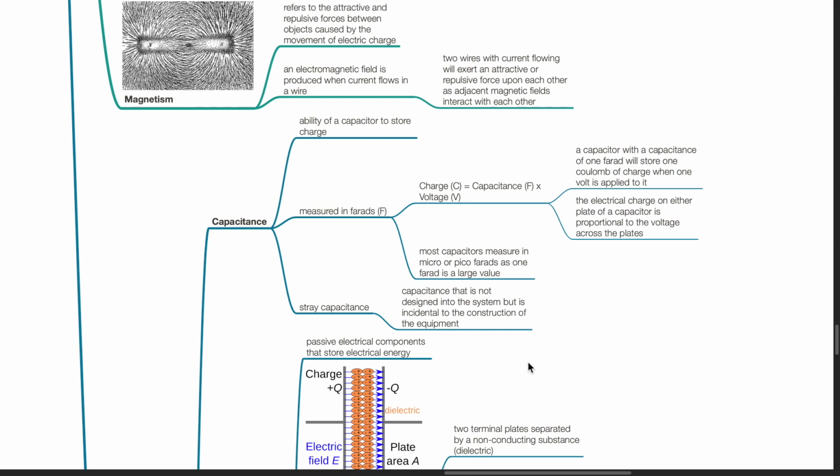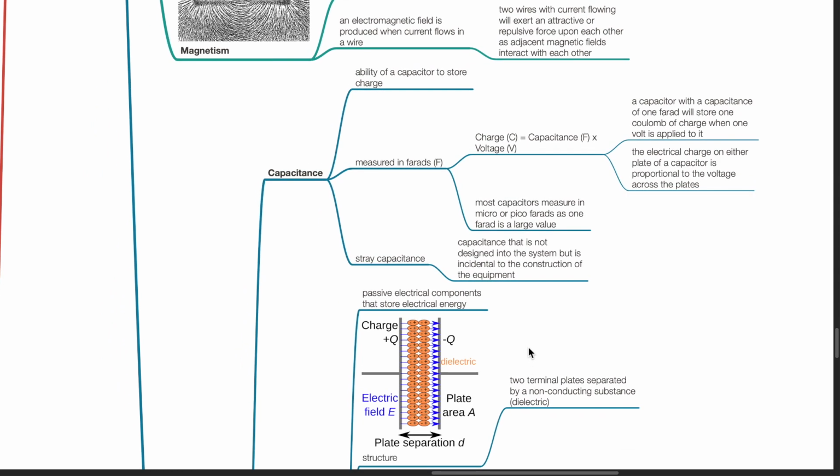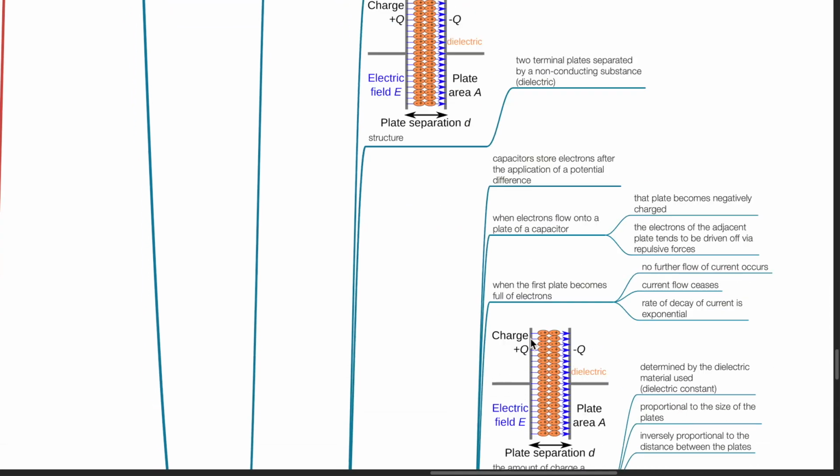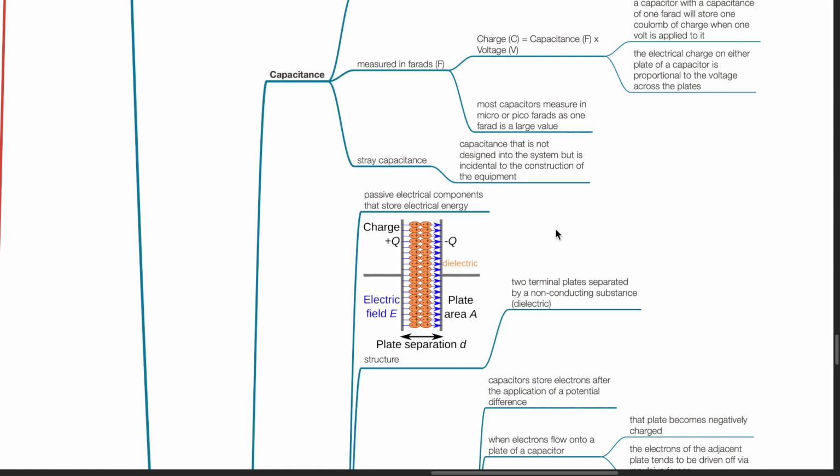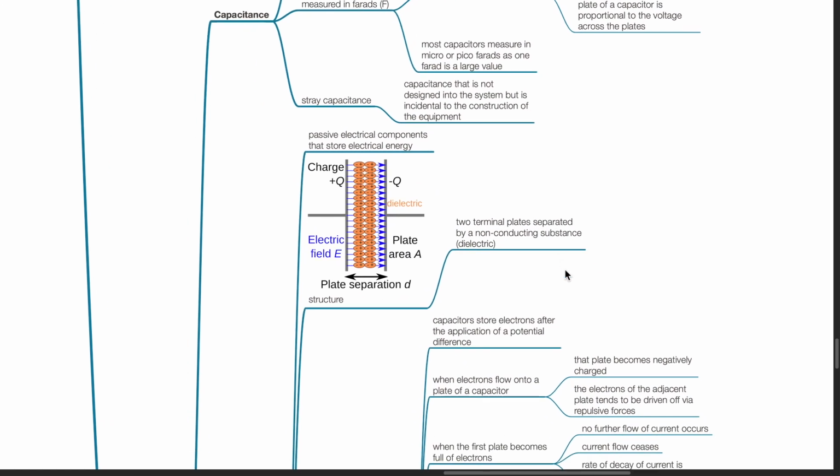Stray capacitance. This is capacitance that is not designed into the system, but is incidental to the construction of the equipment. Capacitors. These are passive electrical components that store electrical energy. Structure. It consists of 2 terminal plates separated by a non-conducting substance, the dielectric.